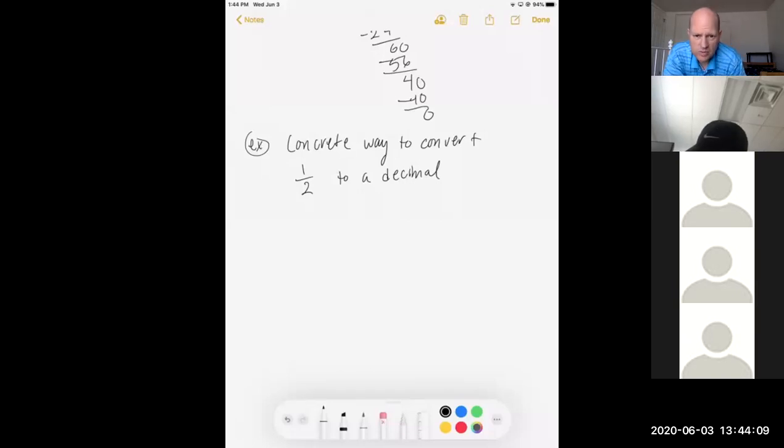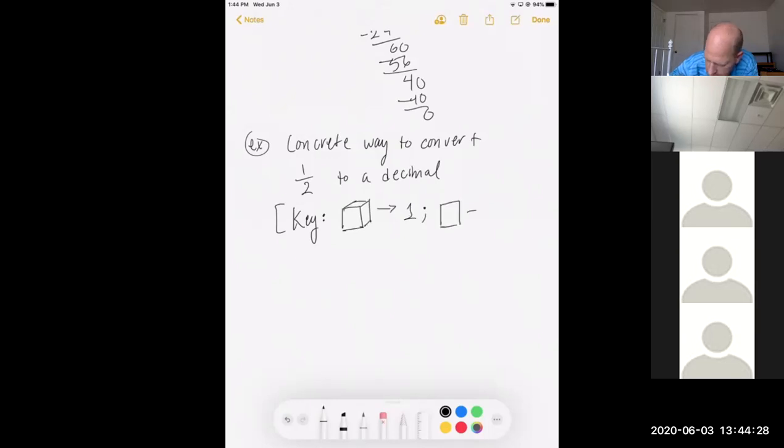We're going to use base 10 blocks, so we need to make a key. Our key is that the large cube is going to correspond to 1. Since we're focused on decimals, most of our base 10 blocks correspond to decimal things. The flat corresponds to 0.1 or 1/10. The rod corresponds to 0.01 or 1/100. And the little dot or the small cube corresponds to 0.001, which is 1/1000.